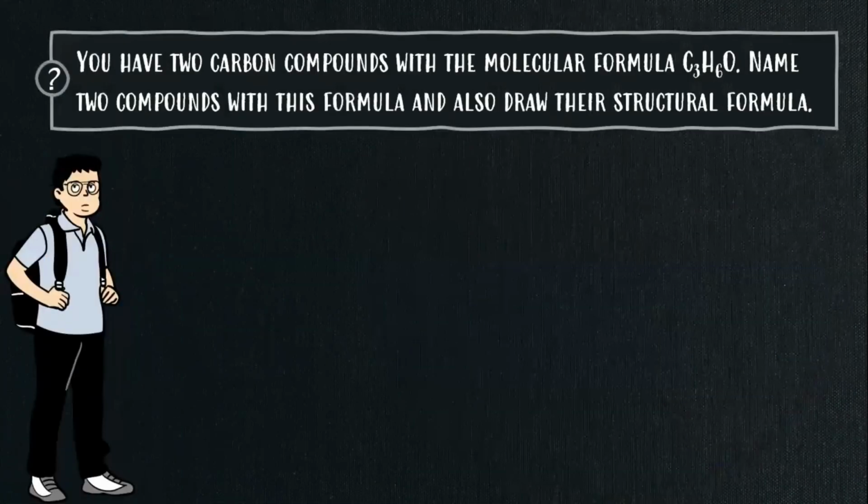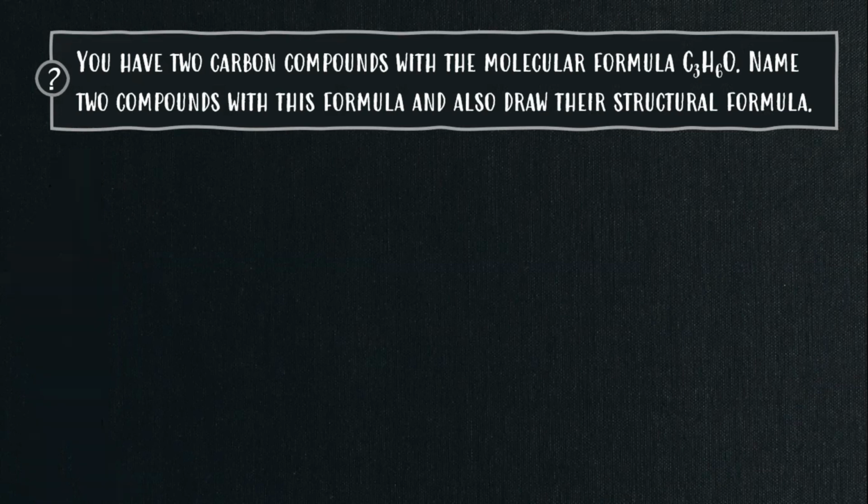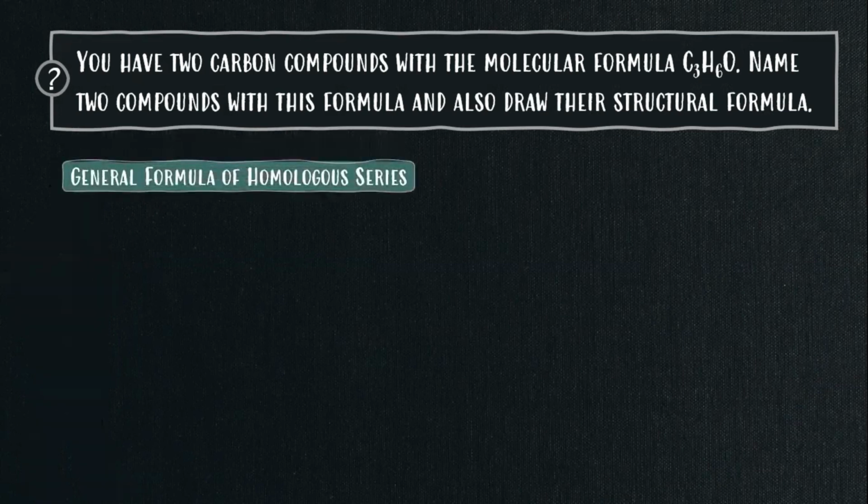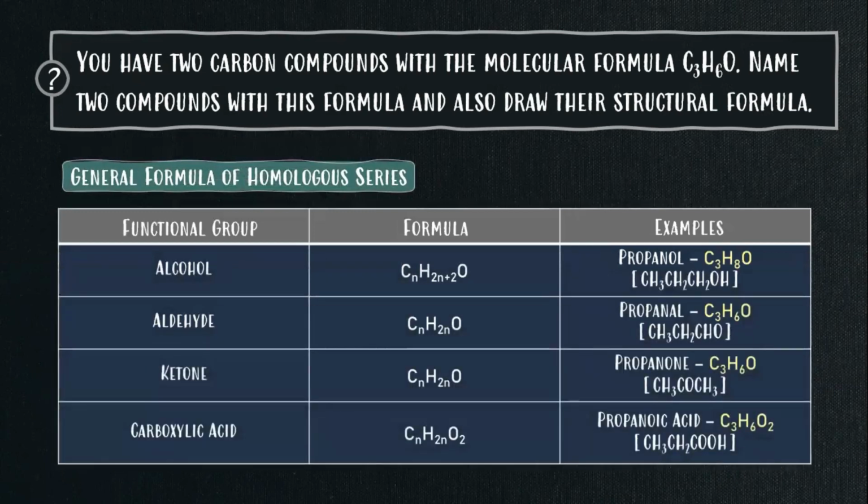Here is a question from carbon and its compounds. You have two carbon compounds with the molecular formula C3H6O. Name two compounds with this formula and also draw the structural formula. To solve this question, let's see the general formula of homologous series.